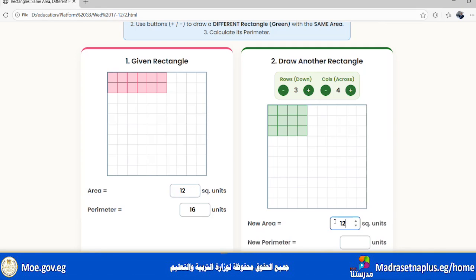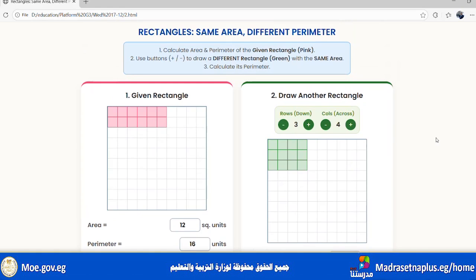Now we have two polygons with the same area. Let's get their perimeter. On the left, we can count the total distance. It will be 16. On the right, 4 and 3 and 4 and 3, that's what? 14. So we have two polygons with the same area, 12 and 12, but they are different in perimeter, 16 and 14. This is the meaning of our lesson. We can create many polygons with the same area, but they are different in their perimeters.